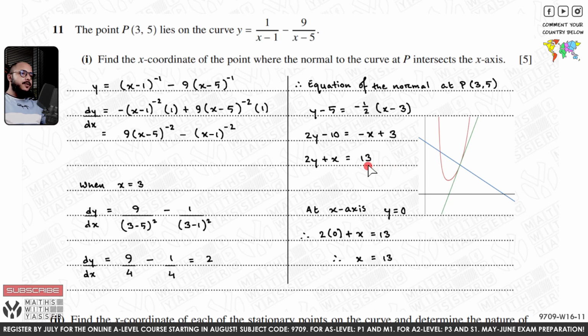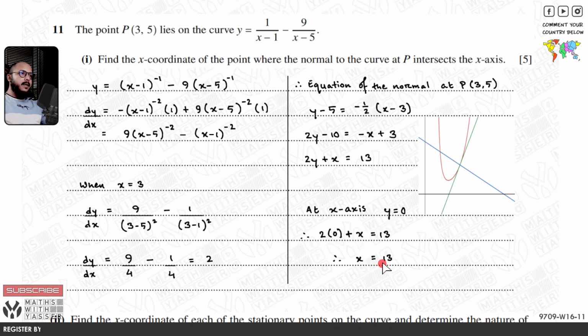Now we simply have to substitute the value of y, which is 0, in this equation to figure out the value of the x coordinate. And the reason why we use y equals 0 is because on the x-axis, y is 0. So substituting this value, we get x equals 13.